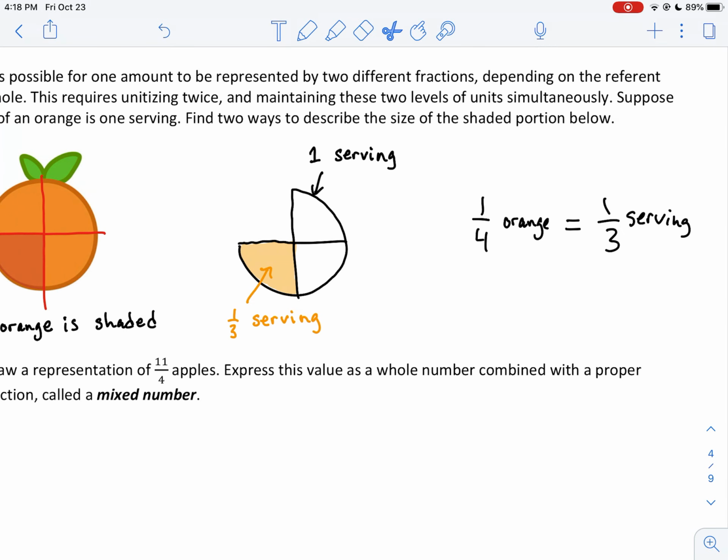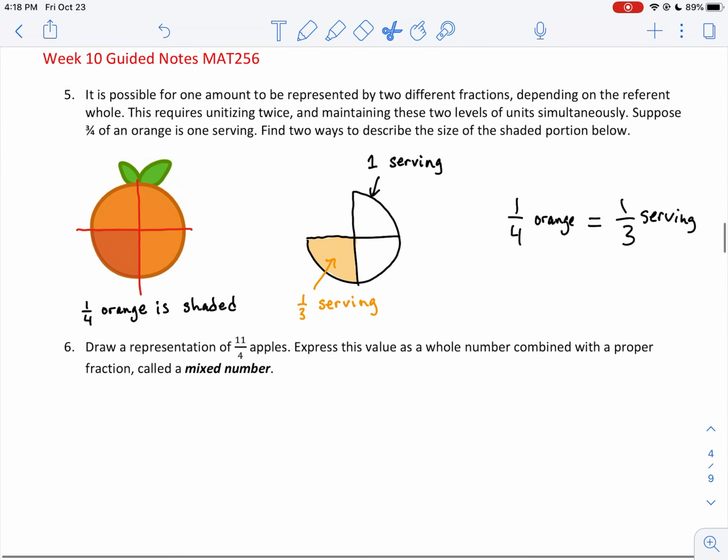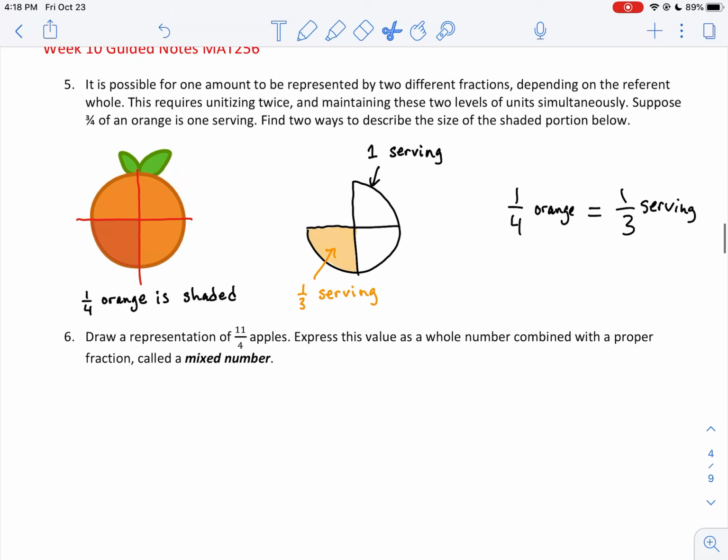So it's super important that you have units next to your fractions as we continue to move forward, because there's going to be a lot of multiple levels of units that you have to maintain as we talk about fractions of fractions, and etc. It's going to get even more complicated than this.